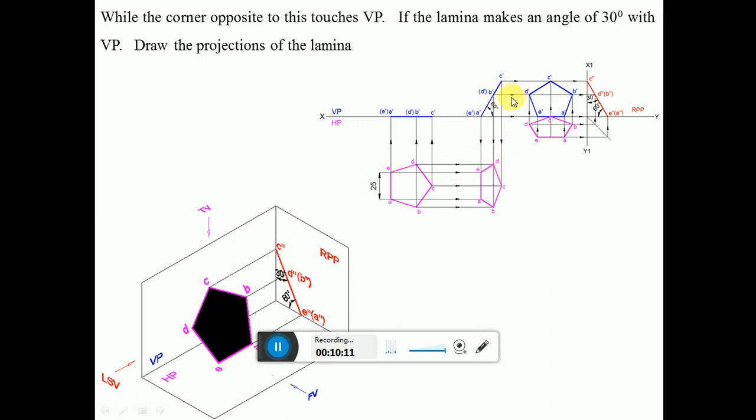In a similar way, if you look from here, C dash, D dash, E dash are visible, and B dash, A dash are invisible. So here A double dash and B double dash are invisible. So how do I know that the problem is right? The side AE is resting on HP, and the corner opposite to the side, C, is touching VP. The surface makes an angle of 60 degrees with HP and 30 degrees with VP, and the lamina side is 25 mm. So this is how I can analyze that my problem is right.